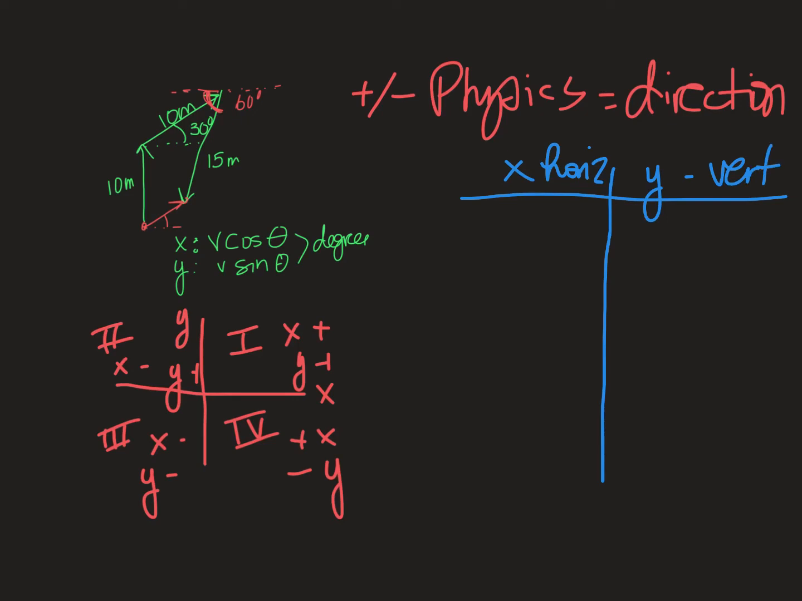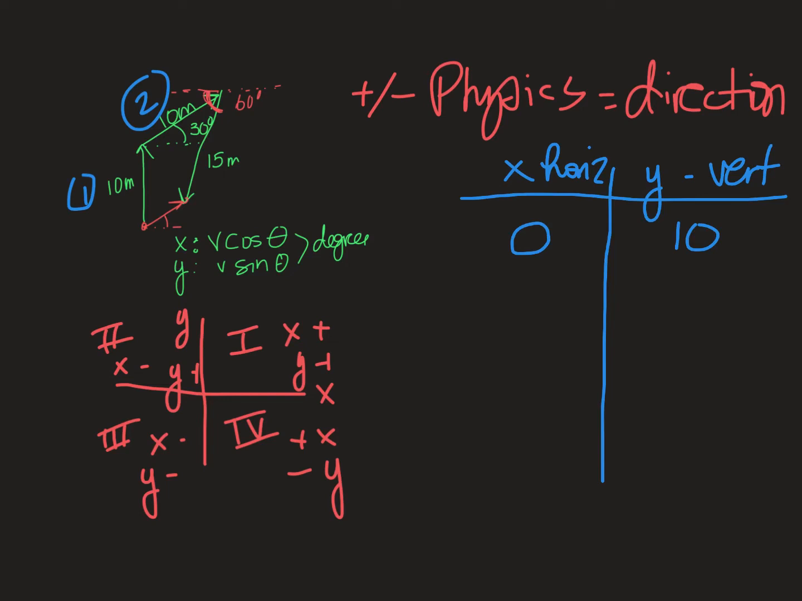Okay, let's take our first vector here. 10 meters straight up. How much of that's going sideways? Okay, so we don't have to use sine and cosine when it's straight up. None of it's going in the horizontal direction, and it is all going straight up. So the x component is 0, the y component is 10.